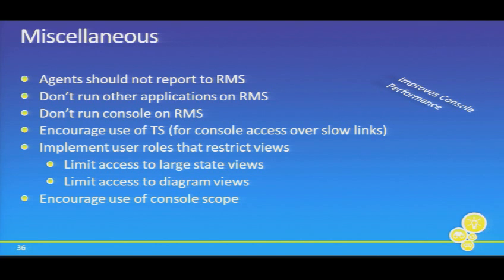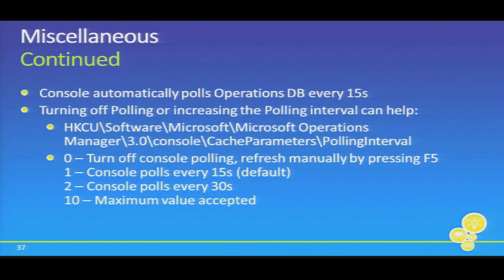This becomes even more obvious if you consider that every console polls the database every 15 seconds by default. So if you have 50 operators sitting out there, all scoped to all data, and each one of those consoles is polling the database every 15 seconds, then that's quite a big performance hit on your database. We've got a way to control this, and it's basically a registry key. So in large environments with a lot of consoles, this is a good idea.